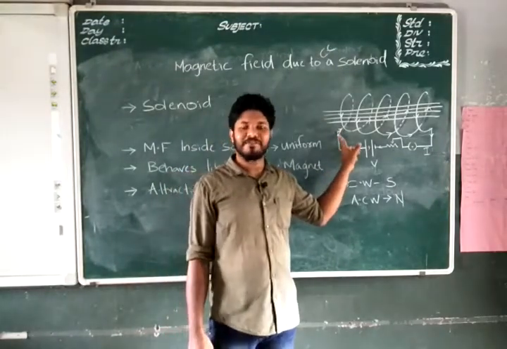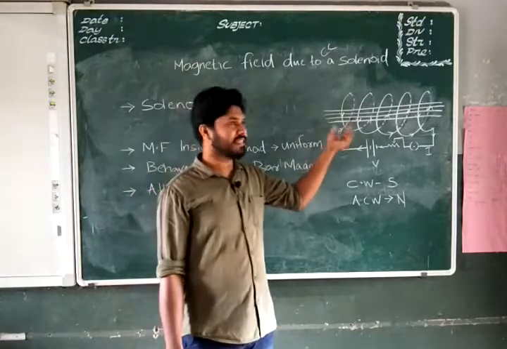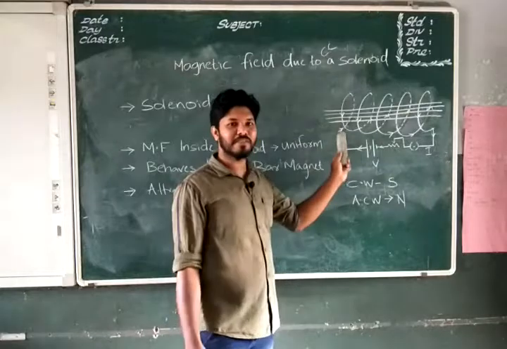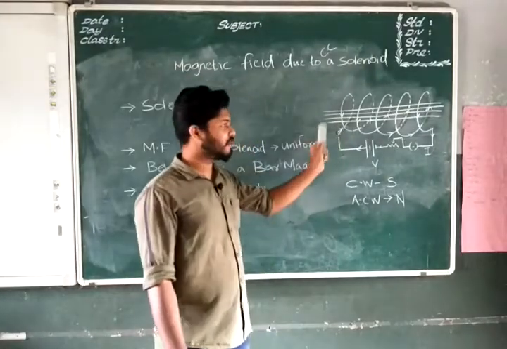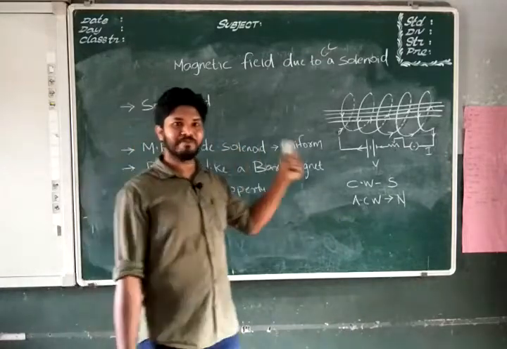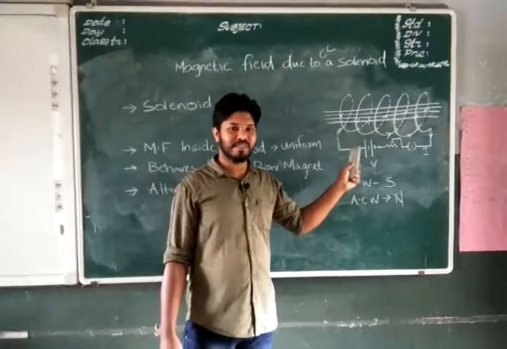So we know that whenever the current passes through any object, there will be a magnetic field connected to that object, isn't it? Therefore, when the current passes through the solenoid also, there will be a magnetic field. We are going to study the pattern of magnetic field due to a solenoid. For that, we made an experimental setup.